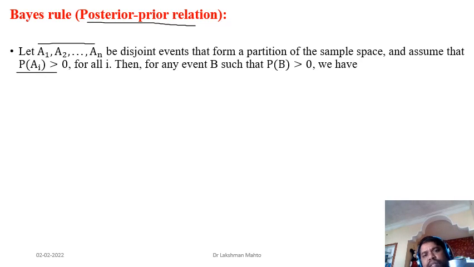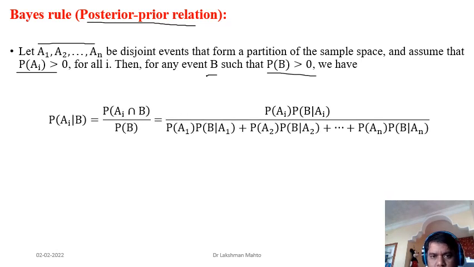Now we consider that some event B is happening. Some event B in the sample space. That means B is also happening, so we are saying that the probability of B is greater than 0. So these are the prior probabilities. Due to the structure of the sample space, due to the structure of the problem, we come across this partition, and due to that we also come across these prior probabilities.